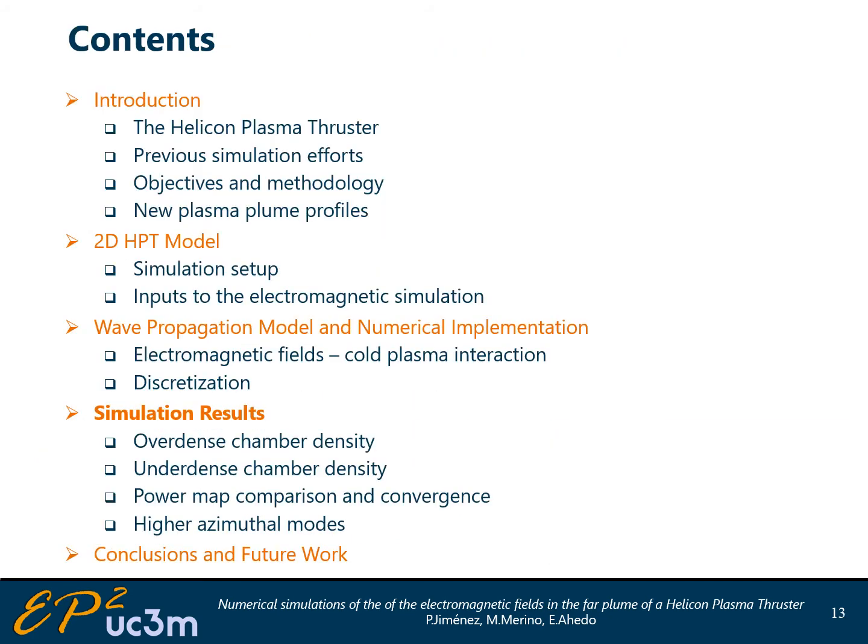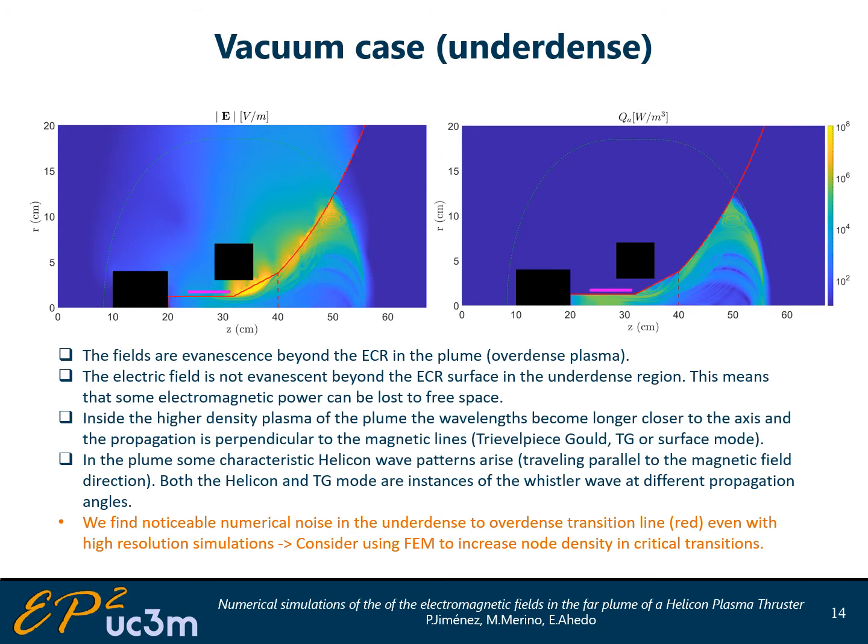Now I want to show you some simulation results varying the chamber background density. In these results, I am showing the electric field norm and the power deposition for the underdense case. This means that outside the thruster tube and plume, we have an underdense plasma. In this case, it is just vacuum, but we expect something similar in the in-space operation of the thruster, at least a very faint plasma.